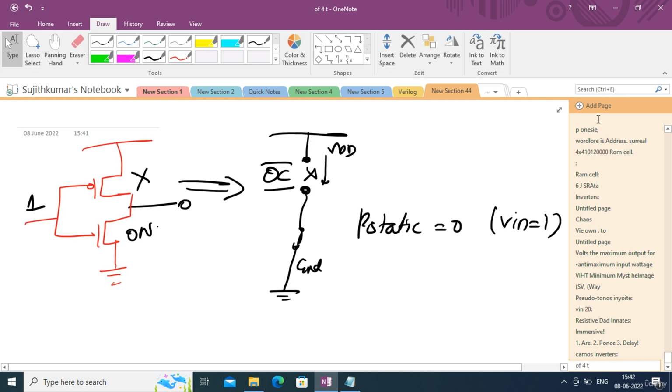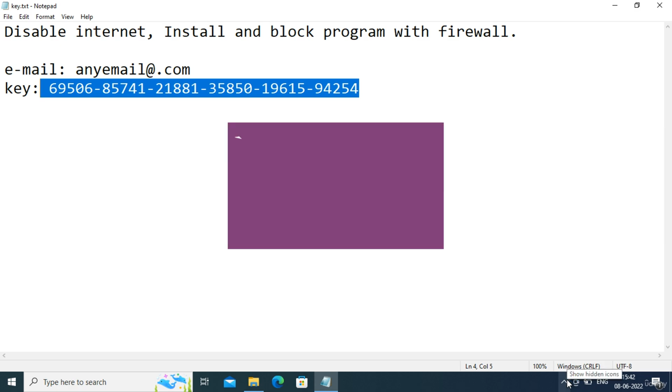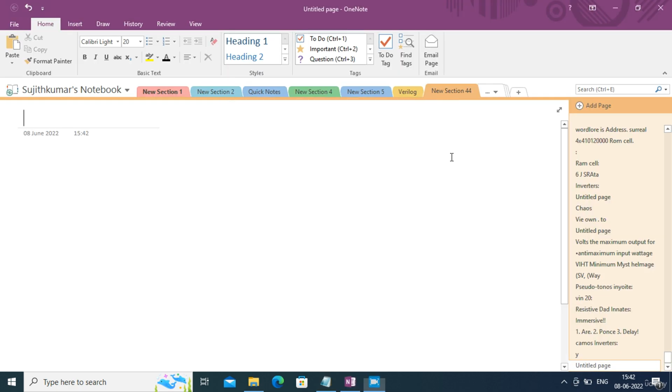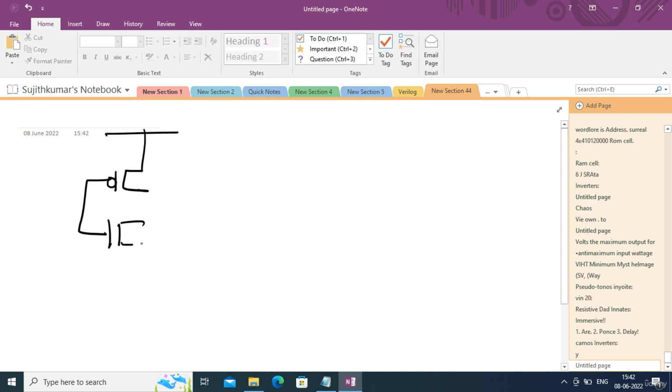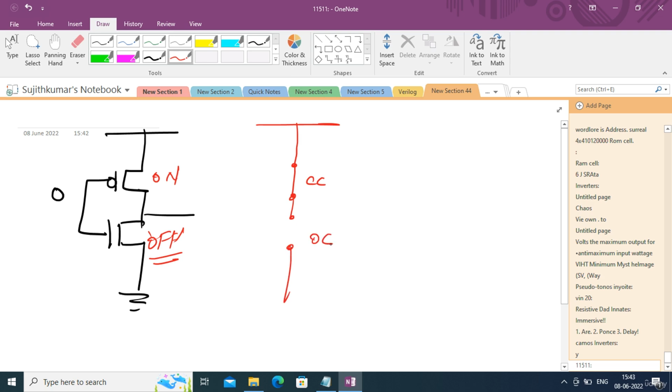And for the other possibility, when we apply 0 to the CMOS inverter, in this case what will happen is the PMOS will be on but the NMOS is off, right? Because when you apply 0, the NMOS will be off. So here you will get a closed circuit, but in the NMOS region you will get an equivalent open circuit.